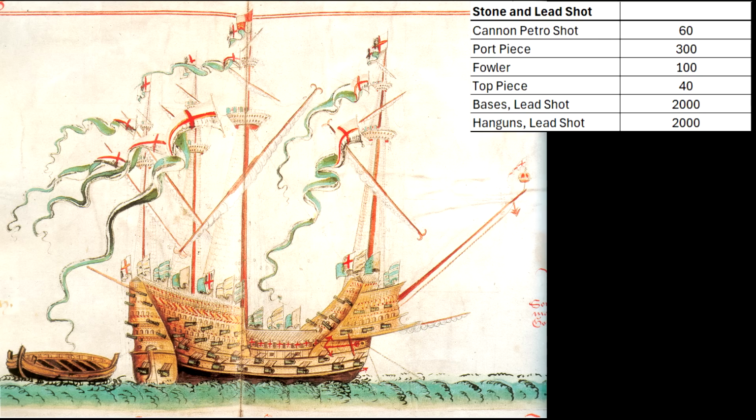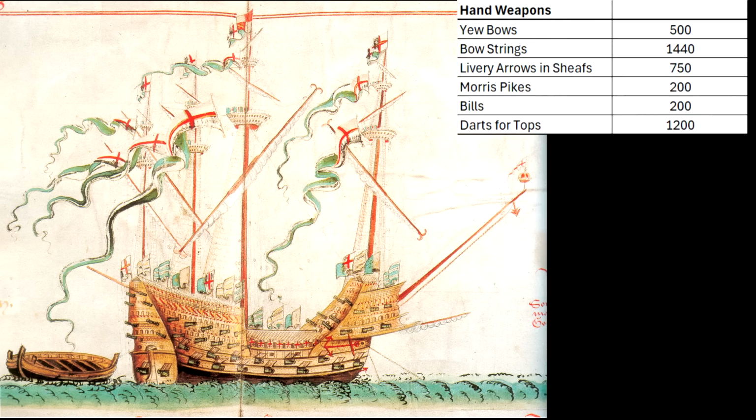Although rather interestingly, both the bases and the handguns are provided with about 2,000 lead shot apiece, despite the fact there are 60 bases and 100 handguns. So that indicates that perhaps they were thinking they were going to get more use out of the bases rather than the handheld firearms. And then you have the issued hand weapons, which vastly exceed the number of soldiers aboard, so obviously the mariners would be using some of these as well.